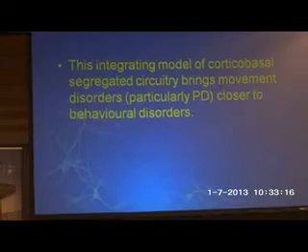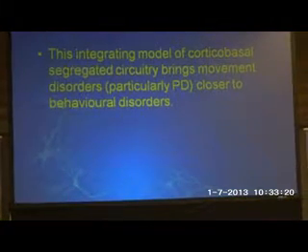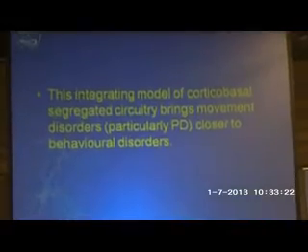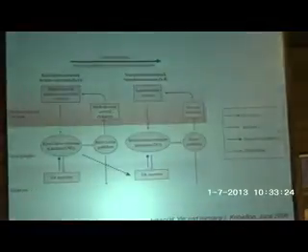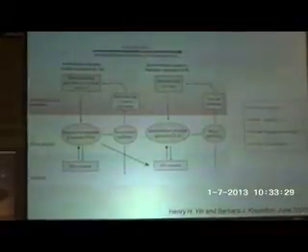Now, the integrating model of the cortical segregated circuitry brings movement disorder, particularly Parkinson's disease, closer to the behavioral disorders. And therefore, we have to understand very well the role of this circuitry.